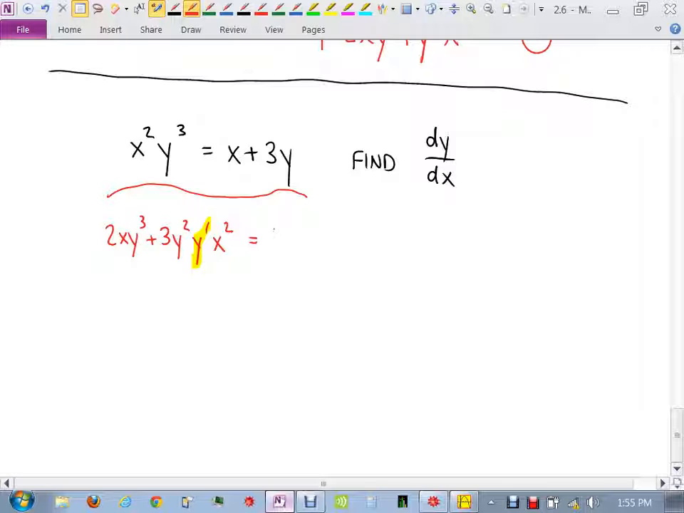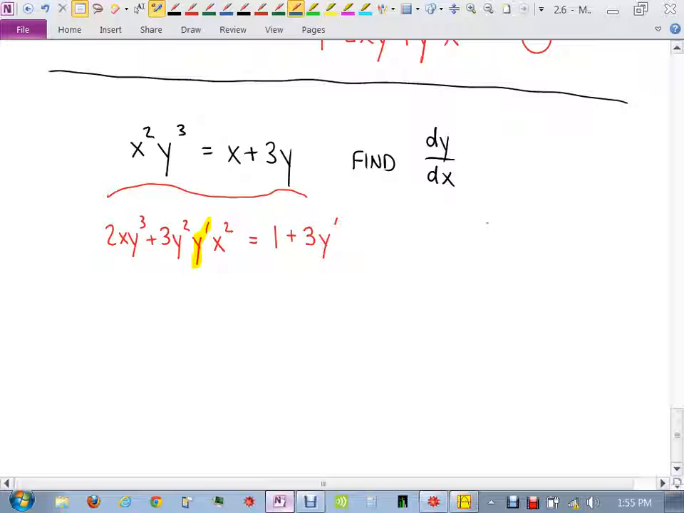Equals what? 1 plus 3 y prime. What's the derivative of y with respect to x? y prime. It's dy/dx, isn't it? Any questions on that? You could treat it like a product, but it's way more work than you would have to do because it's a constant in front of a function. So all you do is ignore the constant and take derivative of the function.